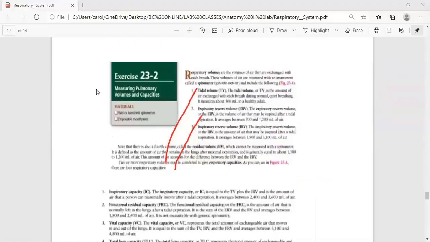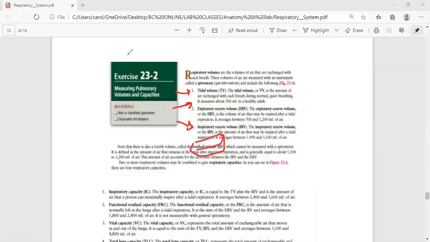So, you see these volumes right there? Tidal volume, right? Inspiratory reserve volume is when you take a deep breath. For example, the maximum that you can inhale is that one. The maximum that you can exhale is this one. Residual volume is the amount of air that always remains in your lungs, and you cannot exhale that.